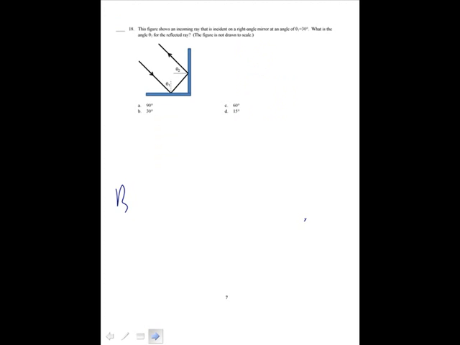Number 18, this figure shows an incoming ray. This angle is 30 degrees. If that angle is 30 degrees, this angle is 30. So this angle is 60 because the total is 90. This angle is going to be 30 because I have a little triangle there. I have 60 and 30. Those two angles have to add up to 90. So that gives me this angle by the law of reflection to be 30 degrees. Let's see, did I do that right? No, I'm sorry. This is 60 degrees. And so this is 60 degrees. So option C, number 18.